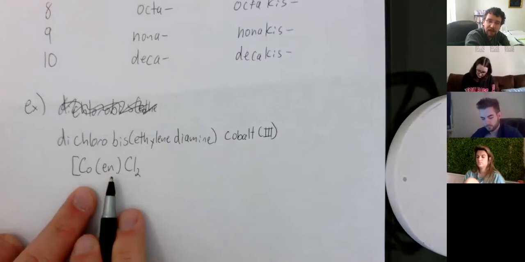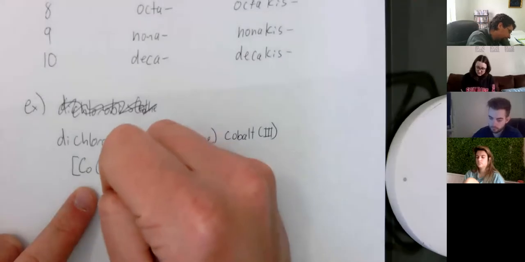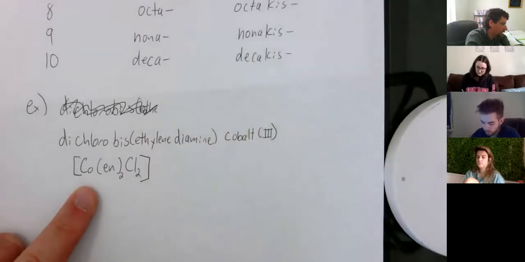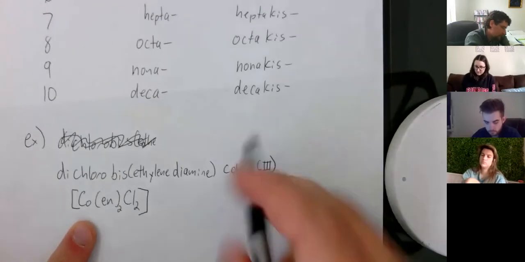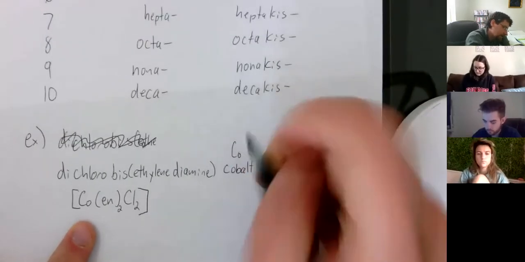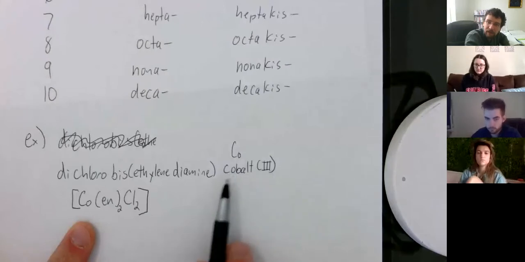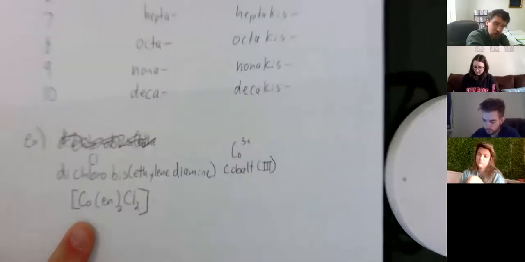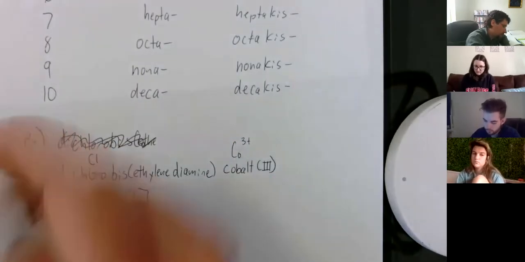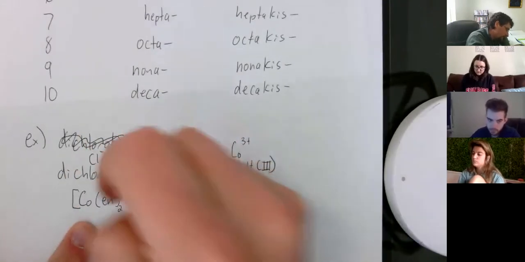And how many of these ens do we have? 2. Yep. And what's the overall charge on this complex? Or let's look at the charge of each of these. What's the cobalt's charge with this name? The +3. Yep. We got chlorines, and what's their charge going to be? -1 each, so -2 overall. Yep, there's 2 of them.